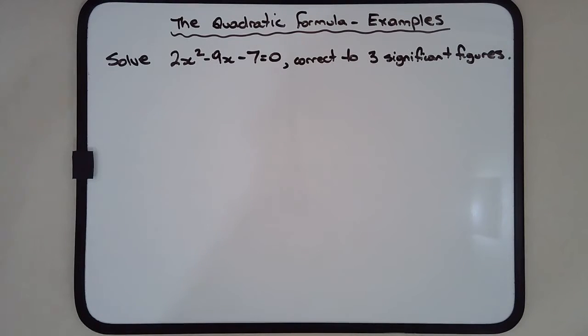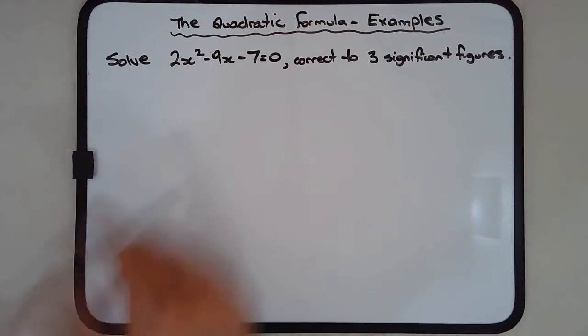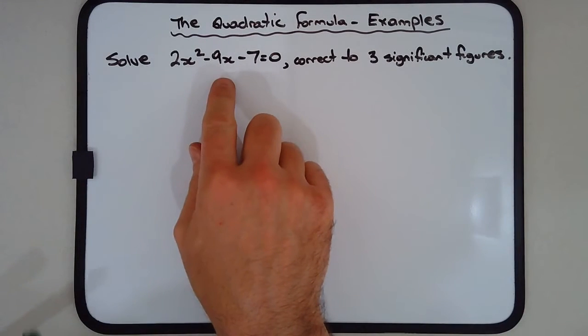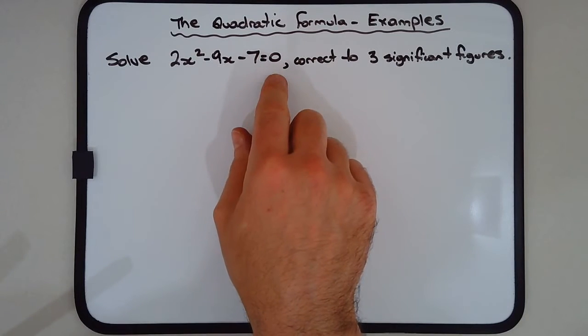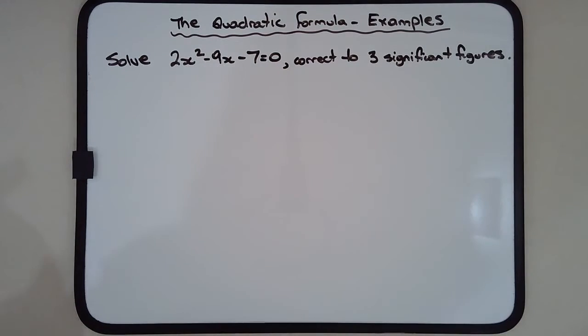In this video, we're going to look at two examples of solving quadratic equations using the quadratic formula. Let's have a look at the first one. Solve 2x squared minus 9x minus 7 equals 0, correct to three significant figures.